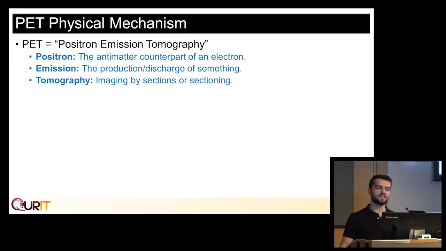So as a very basic review, PET stands for positron emission tomography. I'm sure we all know this. Positron, of course, is the antimatter counterpart of the electron. Emission is the production or discharge of something, and tomography is imaging by sections or sectioning. So these 3 words come together. There's something to do with a positron, there's something to do with emission, and there's something to do with creating an overall image, by sections or sectioning, that's going to be used for something helpful for diagnostic purposes.